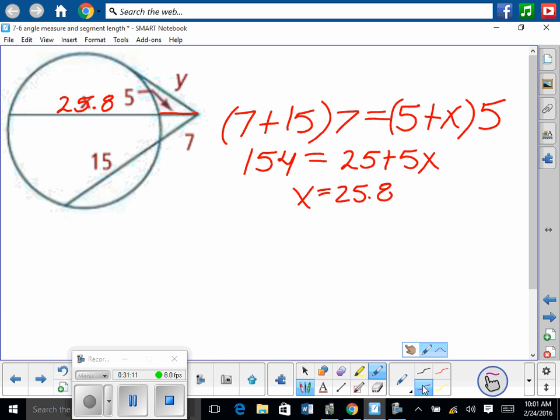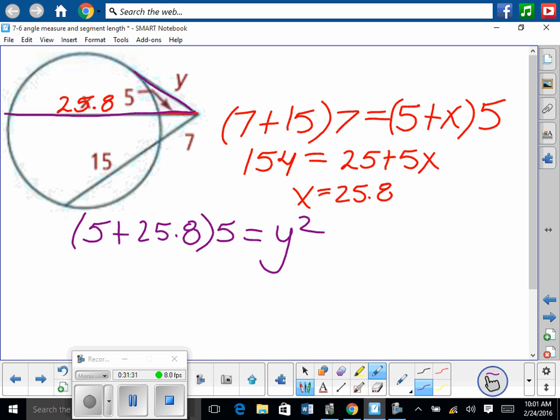So looking at this, we have an angle formed on the outside of the circle. I'm going to draw it out. Don't we have a chord and a tangent? Yep. So we would be doing 5, the outside, plus the inside, which is 25.8, right? Times the outside, which is 5, will be equal to y squared, right? Everybody?